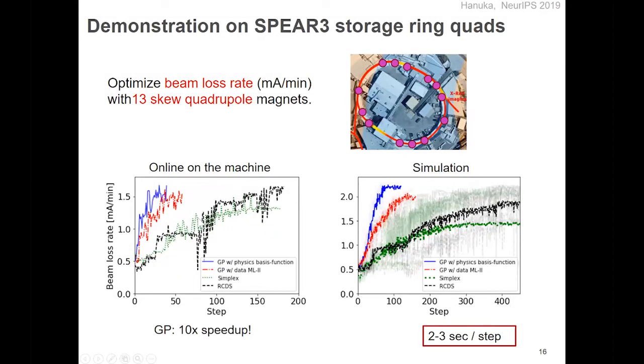So here you can see two comparisons, one online on the machine, one in simulation. The Gaussian process with the full physics kernel is shown here in blue. It is much faster than other traditional methods like RCDS and simplex. And it is a little bit faster and finds a little bit higher optimum than the diagonal kernel, which used the traditional method of training the hyperparameters.